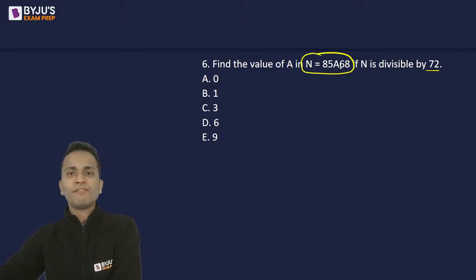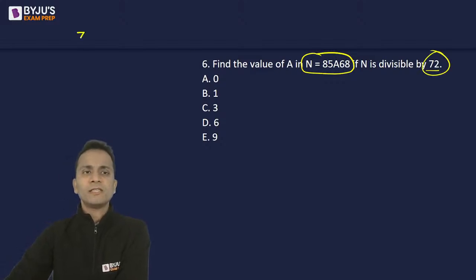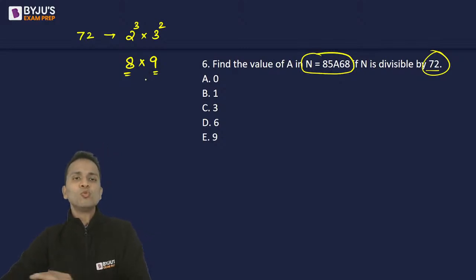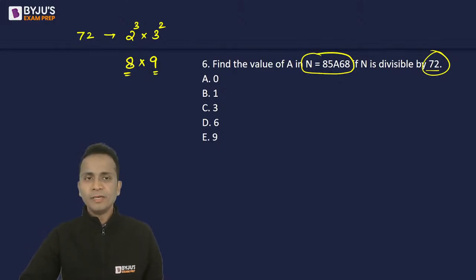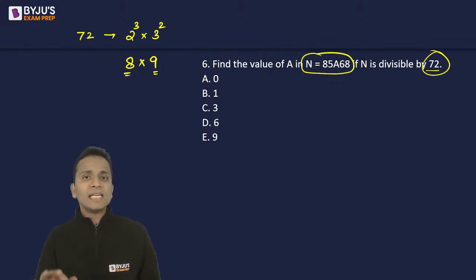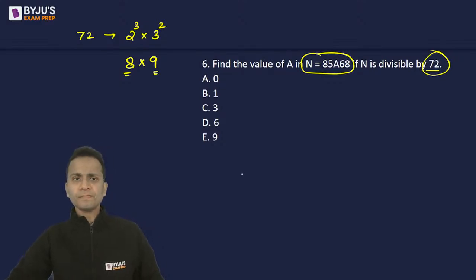Let's see if it is correct answer or not. Now we have the number 85A68. Let's leave this number, but first of all, discuss the rule of 72. 72 can be written in the terms of prime factorization as 2 cube multiplied by 3 square. Now 2 cube is 8, multiplied by 3 square is 9. So 72 is based on the divisibility rule of 8 and 9. Okay, so the given number is divisible by 8 and 9. दोनों से divide होना चाहिए.